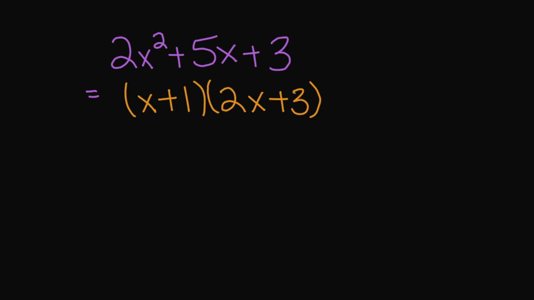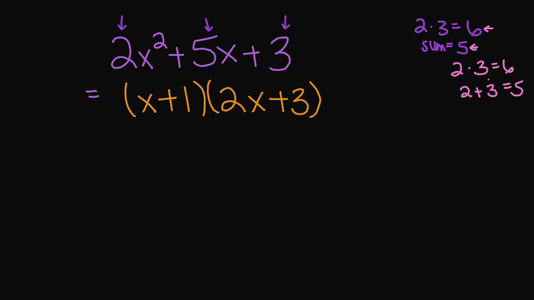For this example, the first thing you are going to do is multiply your 2 times your 3. And this is going to give us 6. So 2 times 3 is going to equal 6. And your middle number here is 5, so your sum is 5. So now we need two numbers that, when you multiply, give you 6, and those same two numbers, when you add, give you a 5. And those numbers are going to be 2 and 3. 2 times 3 is 6, and 2 plus 3 is 5. So these are the two numbers we're looking for, 2 and 3.